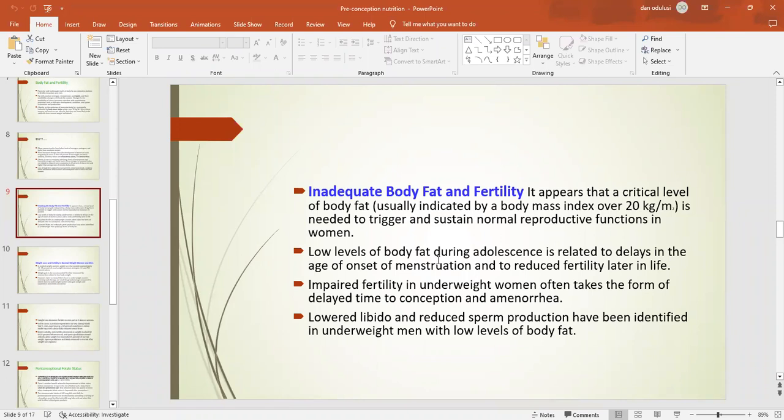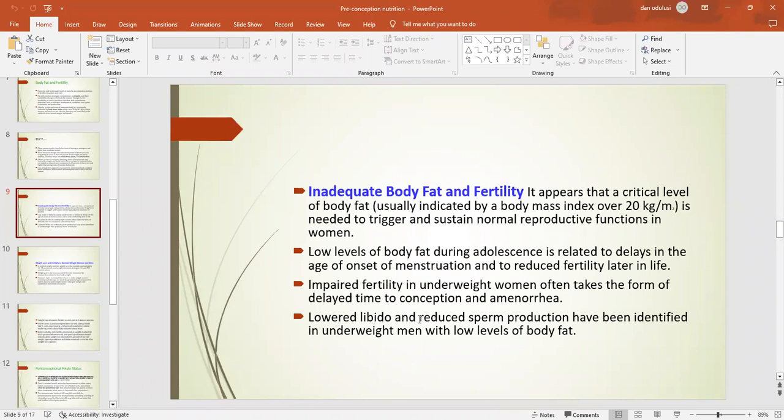In men, you have problems with sperm production, maturation, and also lowered libido. So impaired fertility in underweight women often takes the form of delayed time to conception and amenorrhea. Amenorrhea, as I mentioned earlier, is a woman having no periods for a long period of time, 3 months, 4 months, 5 months, without receiving any menstrual period. That woman is referred to as amenorrheic.